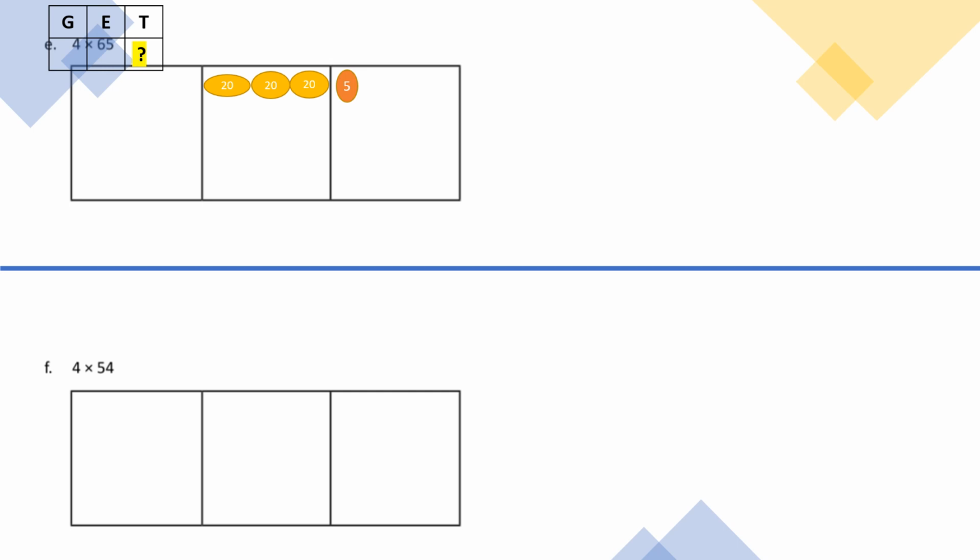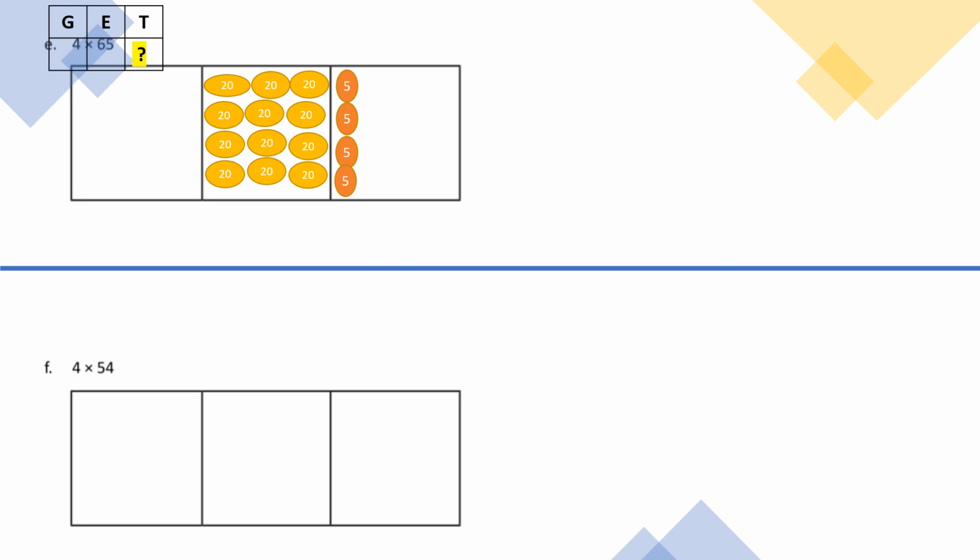That's row 1. Let's go ahead and create row 2 and count by 20s as we do so. So that's 20, 40, 60, 5. Row 2 is complete. Let's go ahead and create row 3. 20, 40, 60, 5. Row 3 is complete. Let's go ahead and create row 4. 20, 40, 60, 5.